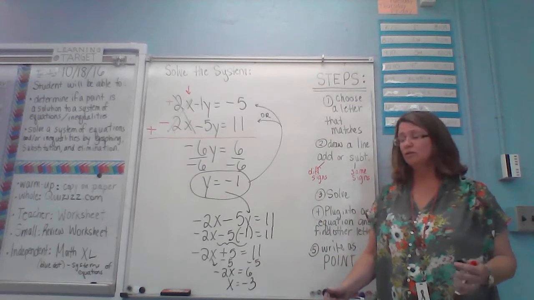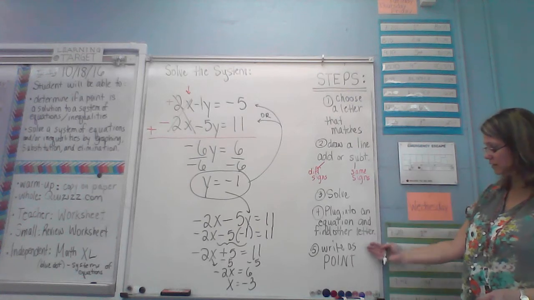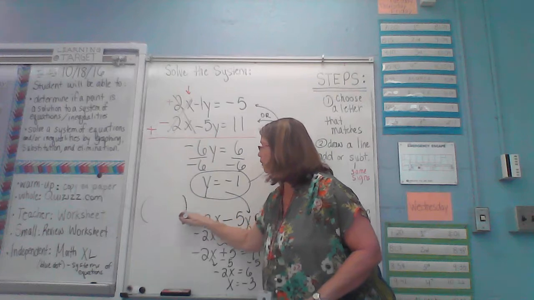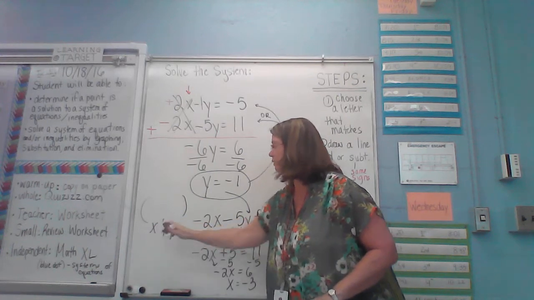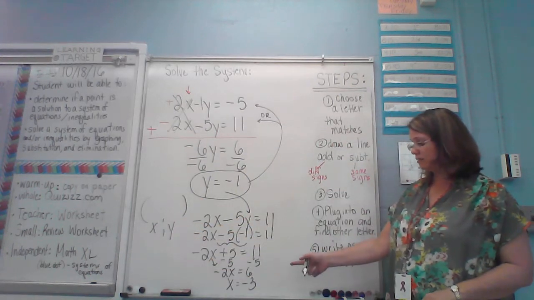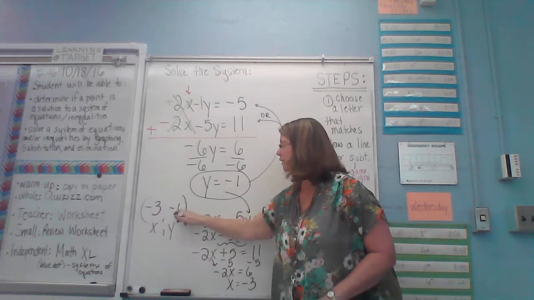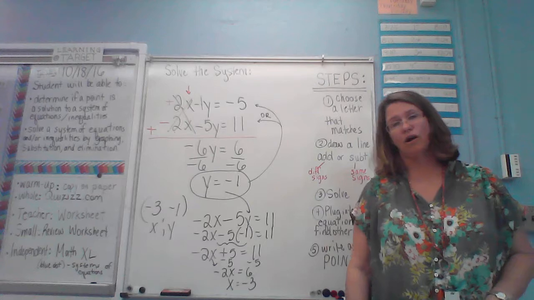But are we finished? No, because the last step in solving a system is write your answer as a point. Our answer as a point would have the x and the y written in point form. So what's x? Negative 3. What's y? Negative 1. That's the point where these two lines would cross.